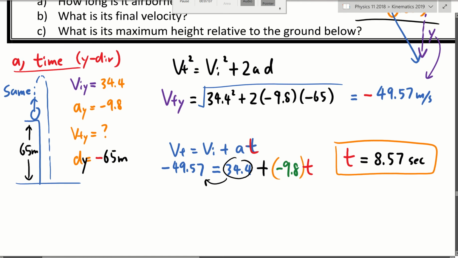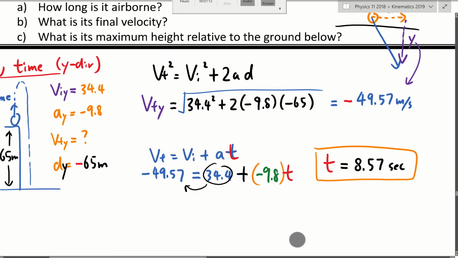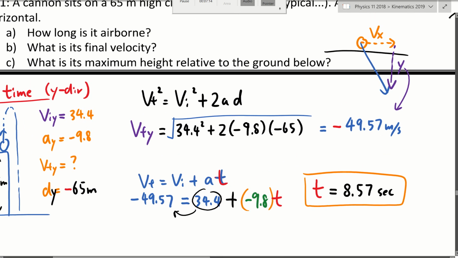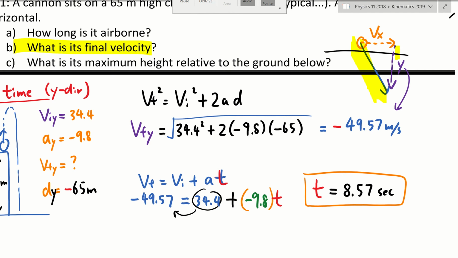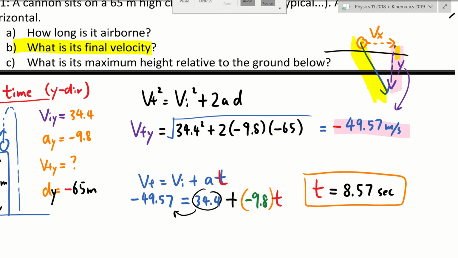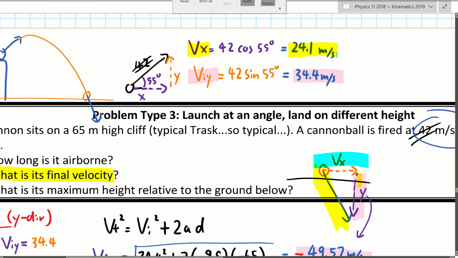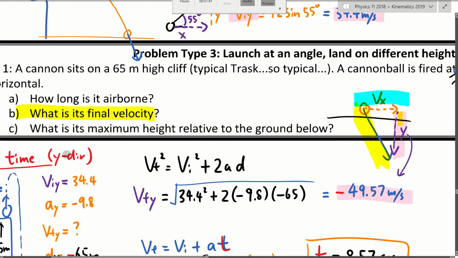For example, what is the final velocity? Okay, this is actually a funny question because we already got a final velocity. Well, part B is what is the final velocity? They want this final velocity, but we actually got halfway there. We got this final velocity, which is the y direction. But wait a second, we have the x direction though. That's just a number that never changes from the top, which is the 24.1 meter per second. So we have everything we need to get final velocity. We just have to write it down.